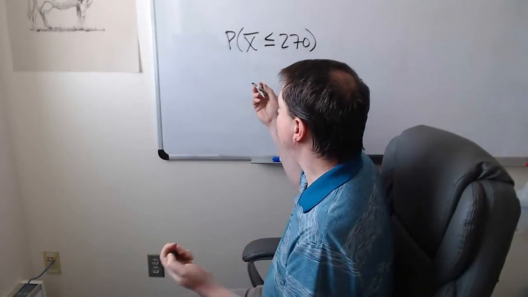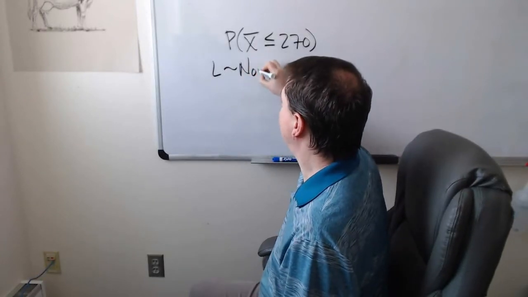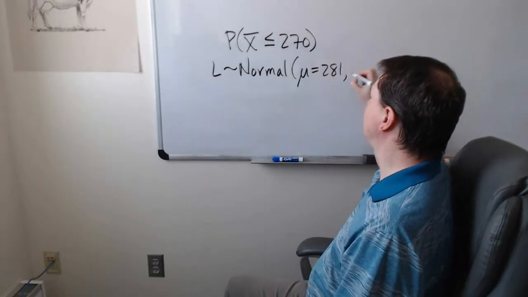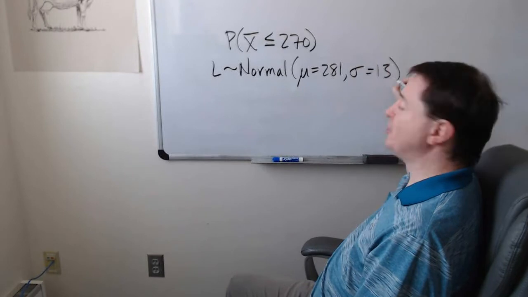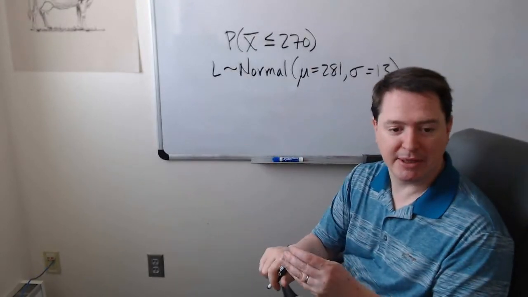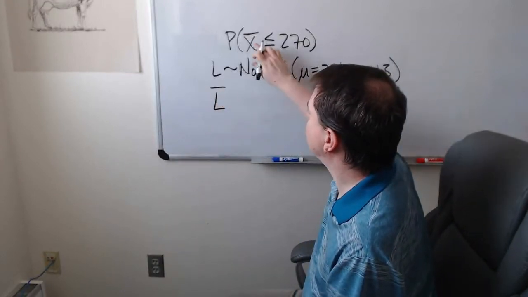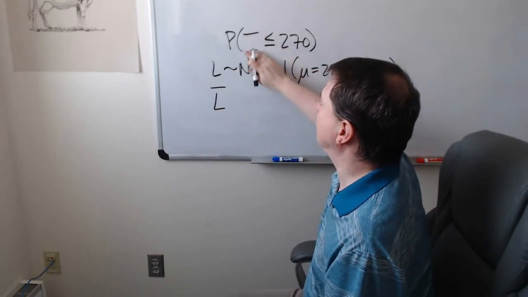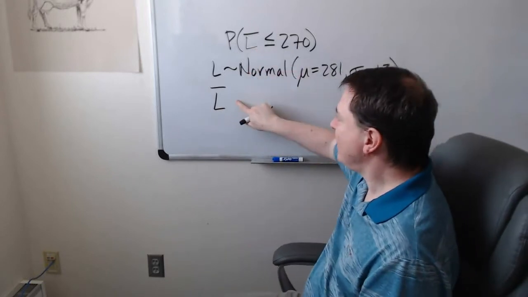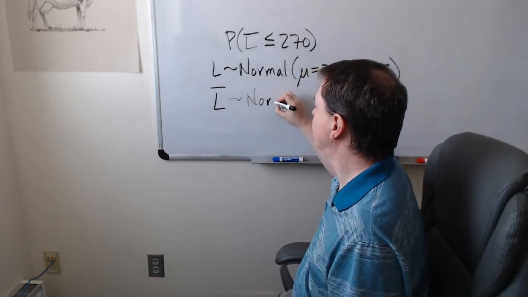Remember our length of pregnancy, I'll just call it L, for the length of pregnancy, was normally distributed with a mean of 281 days and a standard deviation of 13 days. And we know from that central limit theorem section that the average length of pregnancy, I changed from X to L partway through here, let me just rewind, there we go, will still be normally distributed, right?